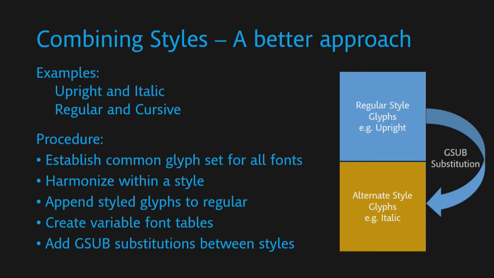If you actually need to combine an upright and an italic in one font, what you should do is take the regular style and have the variations within that. Take the italic style, append it to the regular, okay? It will vary across its family members nicely. And then use the G-sub mechanism for contextual substitution to actually switch between the upright and the italic.